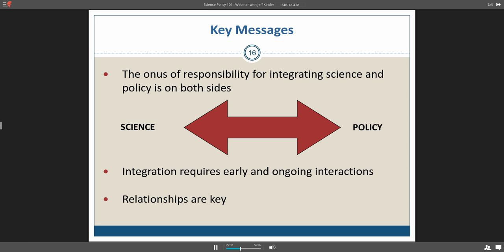So I think we'll never resolve this problem of integration, which is challenging, if we just blame the other side. I think both sides need to realize that we need to work together to bridge the divide. And to do that, I think we can't wait until a decision is required to try to foster that integration. I think it requires early and ongoing interactions, and relationships are key to that.